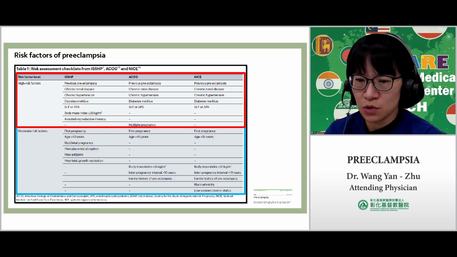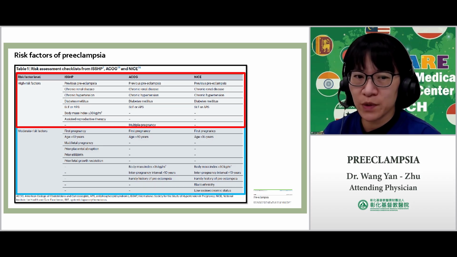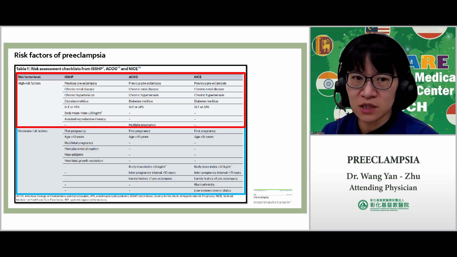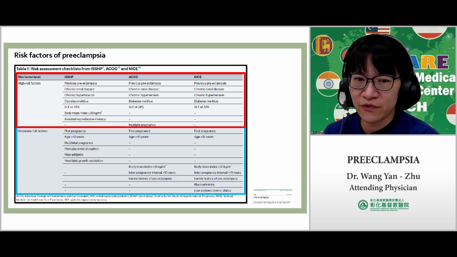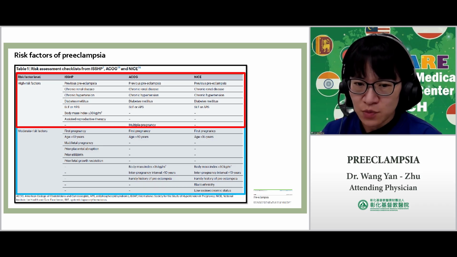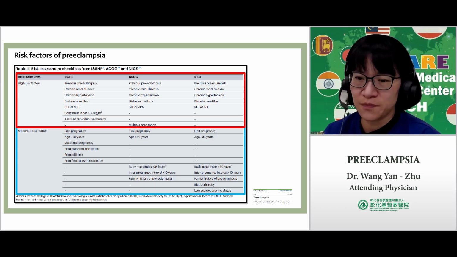But you may not want to be so strict because you don't want to frighten your patients, and maybe you can use this one. I don't have a strong personal preference. For me, I think I'll be more strict. So if my patient is over 40, I will give them aspirin for preeclampsia prophylaxis. And I will use a BMI over 30. The other things depend on you.